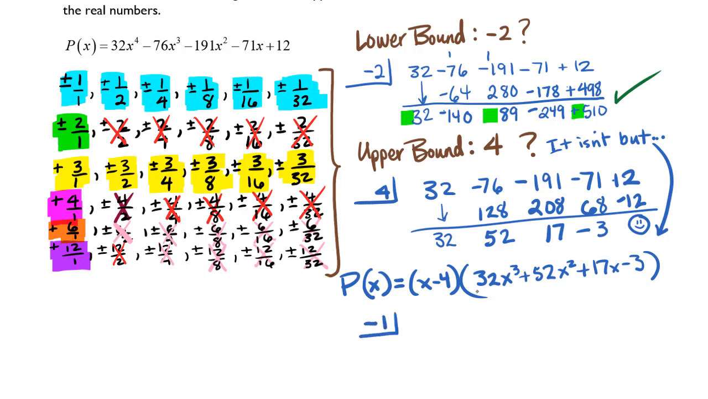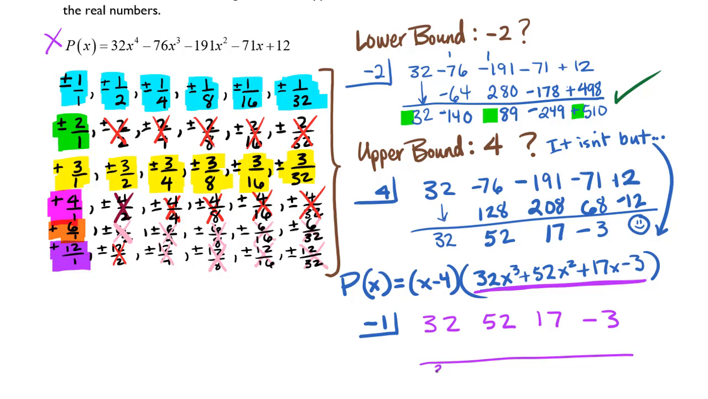So now that I know that x minus 4 has factored out, I'm going to use my degree 3 polynomial now. I am not going to go back up to what I started with. Don't use your original p of x once you have factored one of your factors out. So 32, 52, 17, and negative 3 are my new coefficients.